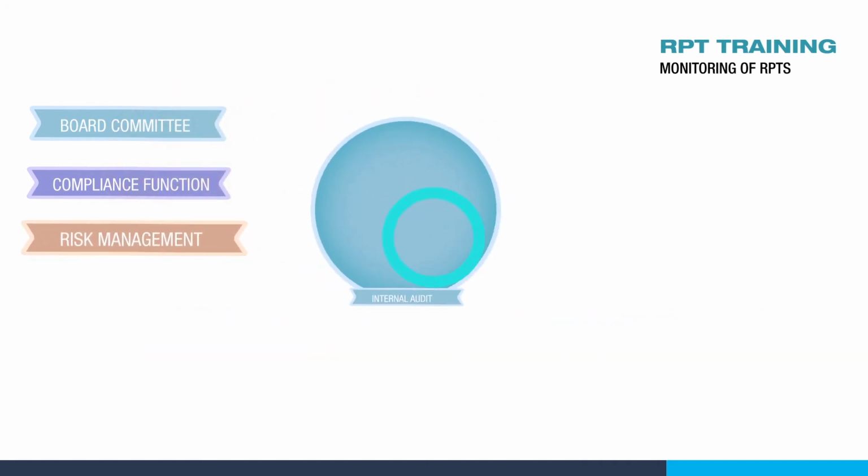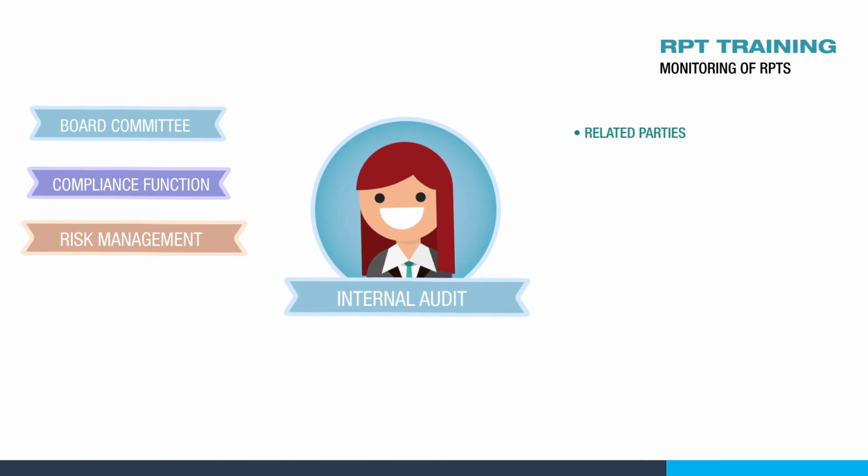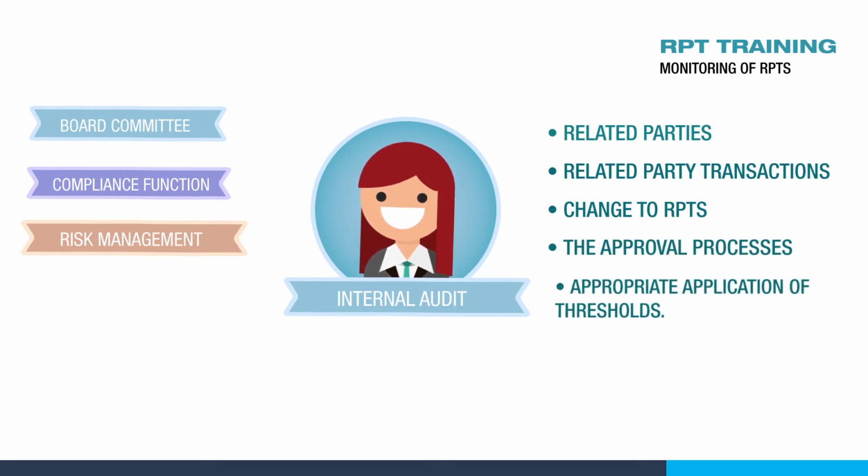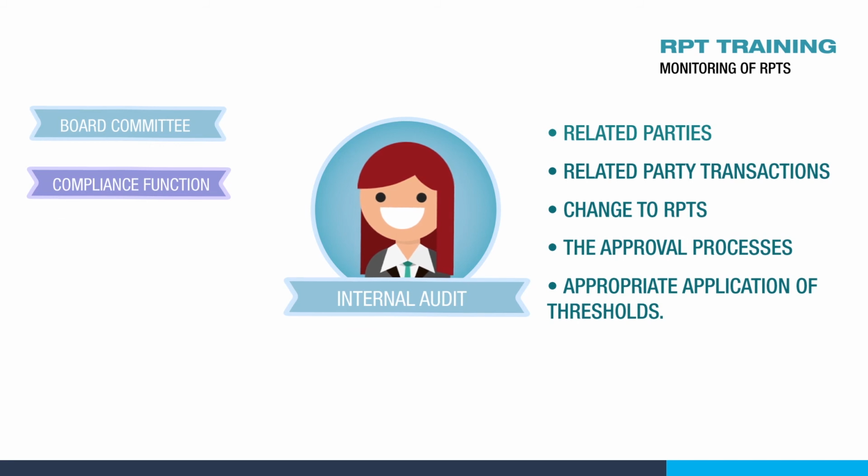Lastly, let's look at the monitoring role of internal audits. The internal audit function of a bank should include a review of related parties, RPTs, changes to RPTs, the approval processes, and appropriate application of thresholds. If serious concerns emerge during an internal audit, they should be directly reported to the independent board committee overseeing RPTs, the supervisory board, and the board of directors.